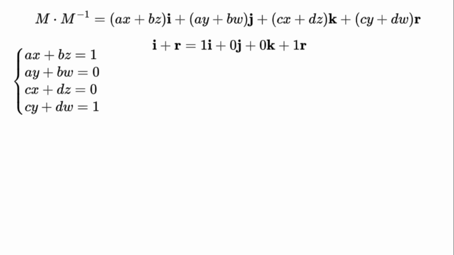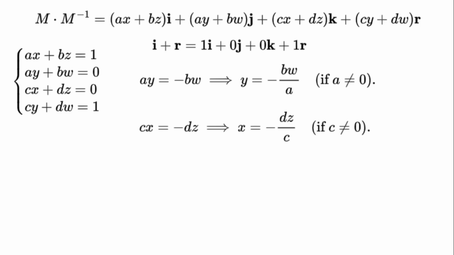Let's solve these algebraically. From equation 2, ay + bw equals 0, so ay equals minus bw, which implies y equals minus bw divided by a, if a is not equal to 0. From equation 3, cx + dz equals 0, so cx equals minus dz, which implies x equals minus dz divided by c, if c is not equal to 0.